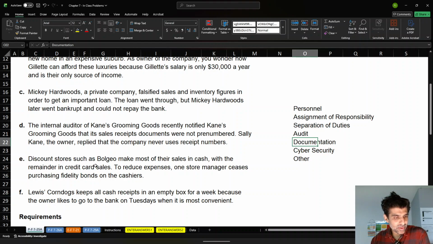A discount store makes most of its sales in cash, with the remainder in credit card sales. To reduce expenses, one store manager ceases purchasing Fidelity bonds for the cashiers. A Fidelity bond is like an insurance policy that will protect against theft if one of your employees steals cash from the drawer. So this one's a little weird. It's other. It doesn't really fit within any of these other ones.